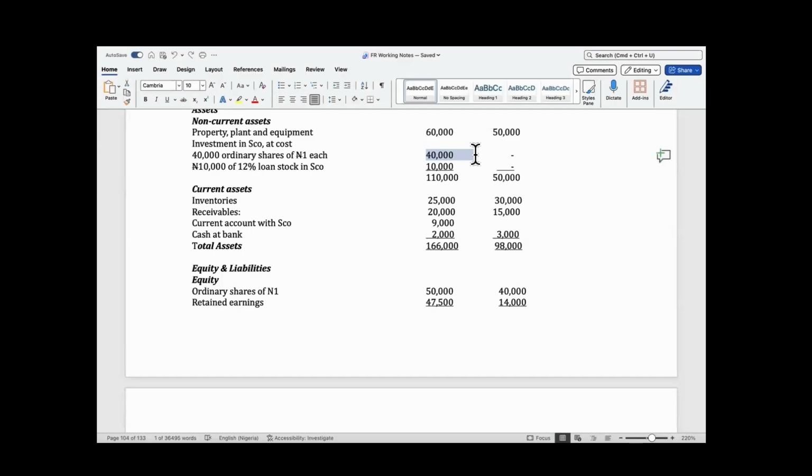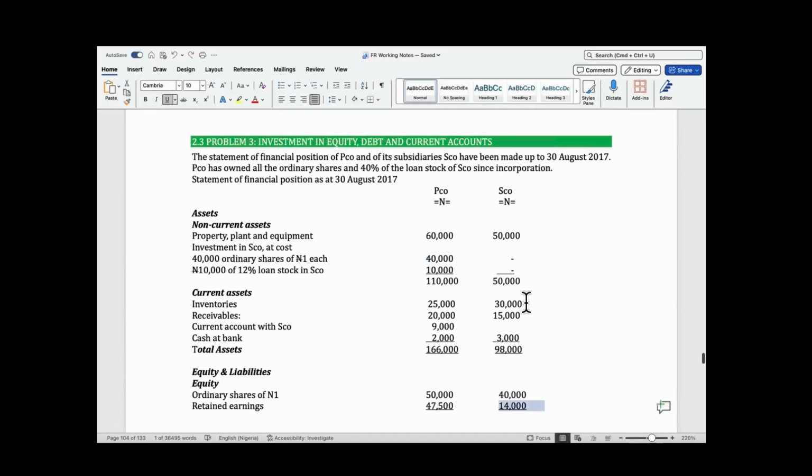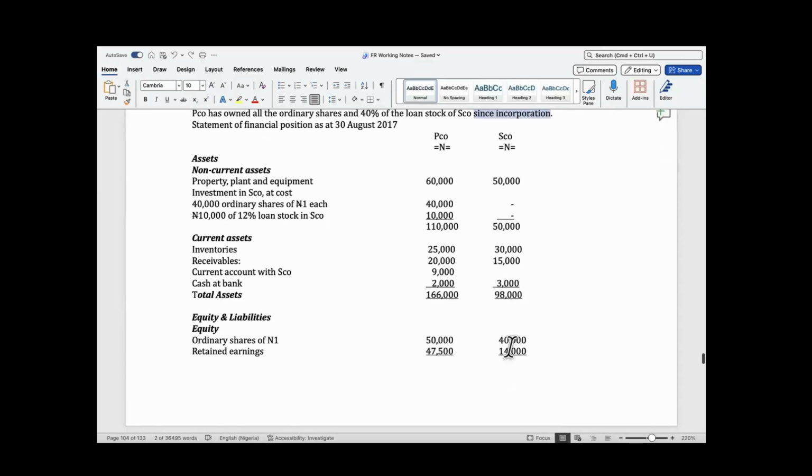So the parent's 40,000 is a payment for investment in equity in ESCO. Because this retained earnings came up after we invested, because we bought this subsidiary, we invested since incorporation, at the date it started. So at that date, they would have made profits.